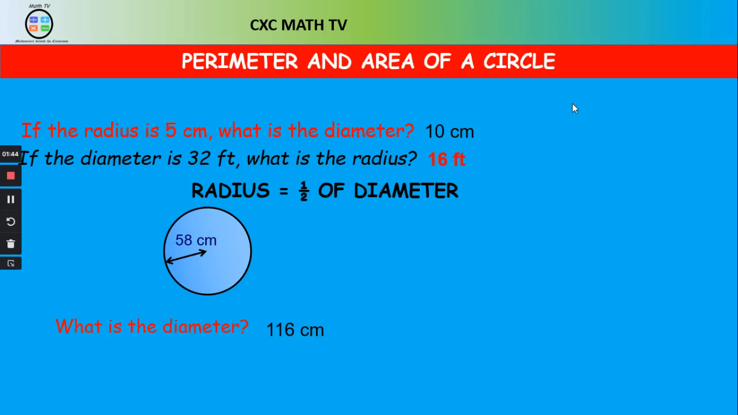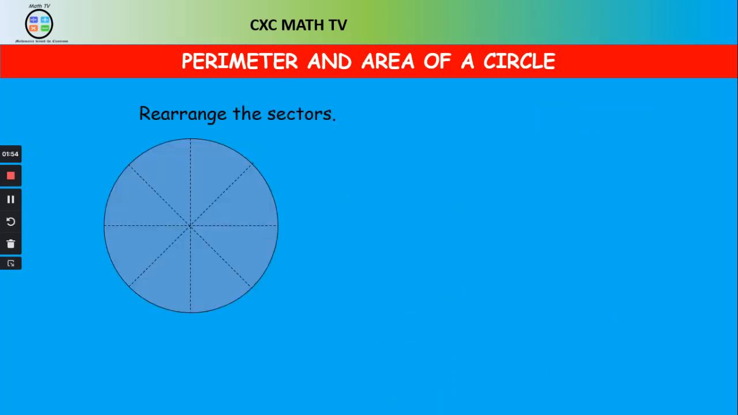So write in the equation, the diameter is 2 times the radius. The diameter is 2 times the radius. So if the diameter is 78, the radius is 39.